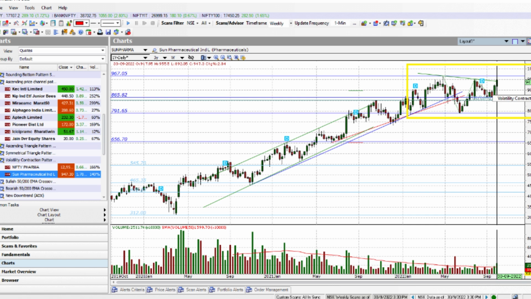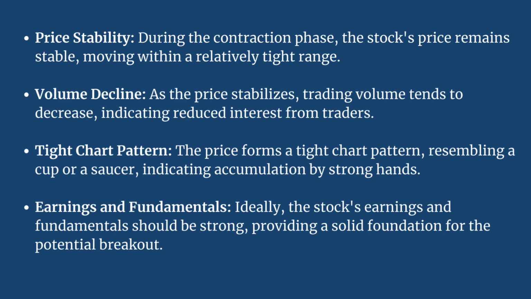Now, let's talk about the volatility contraction pattern, or VCP. It's a pattern that indicates a stock consolidating tightly after a significant advance, forming a solid base before potentially making another move upwards. The VCP consists of several components: price stability, volume decline, tight chart pattern, and strong earnings and fundamentals. Once the VCP is formed, traders watch for a breakout above the consolidation range on high volume.